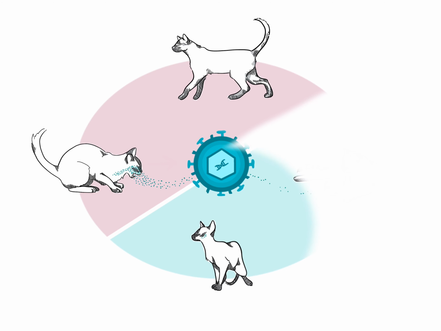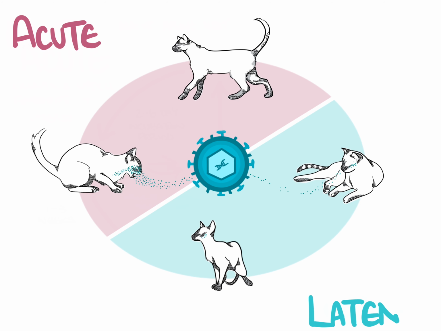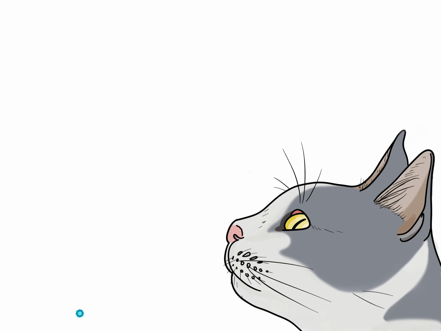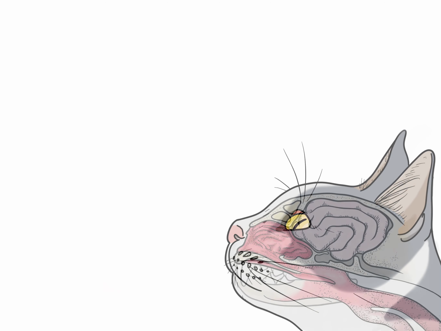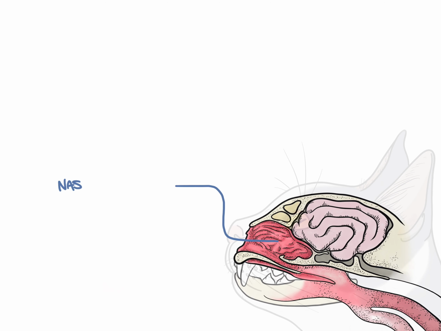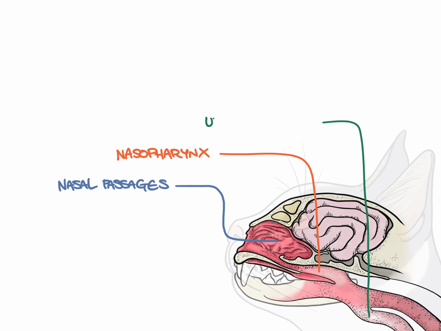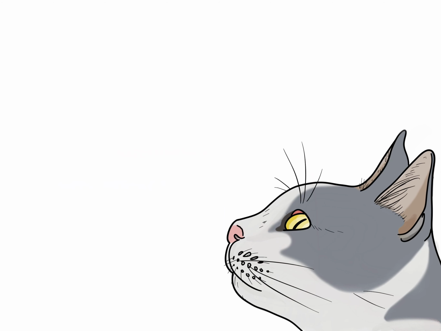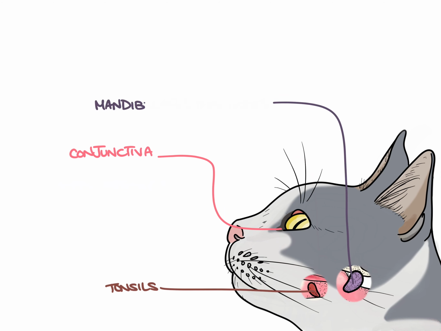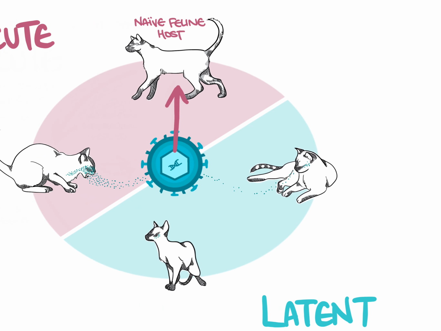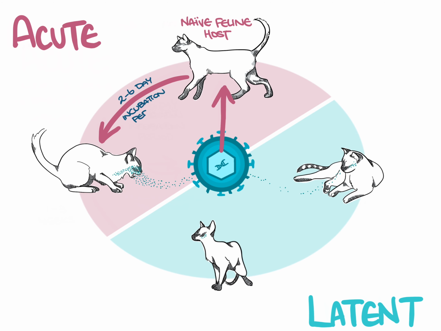Infection is divided into two phases: acute and latent. When a naive feline host is exposed to the virus, it invades and replicates within cells of the upper respiratory tract, including mucosal cells of the nasal passages, nasopharynx, and upper trachea, and epithelial cells of the conjunctiva, tonsils, and mandibular lymph nodes. After a 2 to 6 day incubation period, acute infection produces severe ocular and upper respiratory disease.